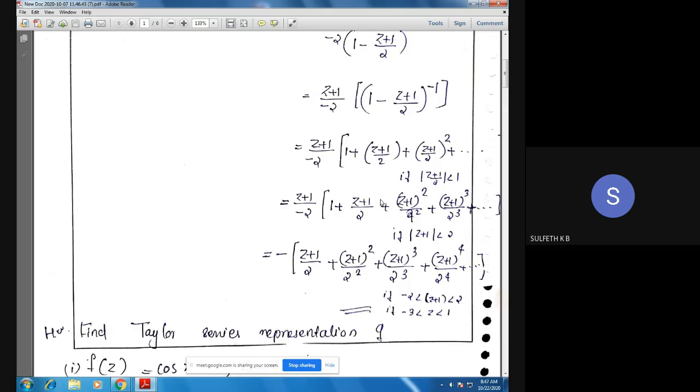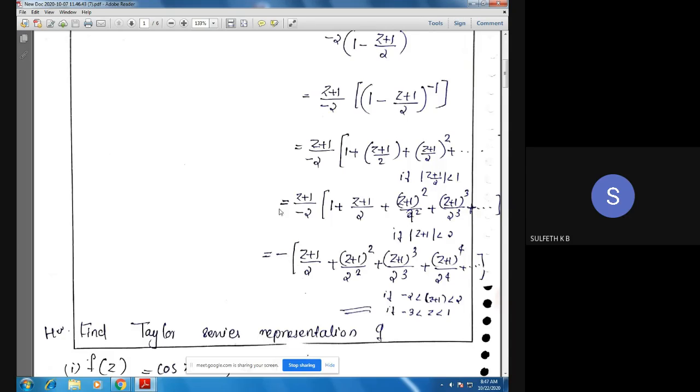Numerator square divided by denominator square. We'll get outside the term (z+1)/(-2) into 1 plus (z+1)/2 plus ((z+1)/2) squared, which is (z+1) squared divided by 2 squared, plus (z+1) cubed divided by 2 cubed, plus etc.